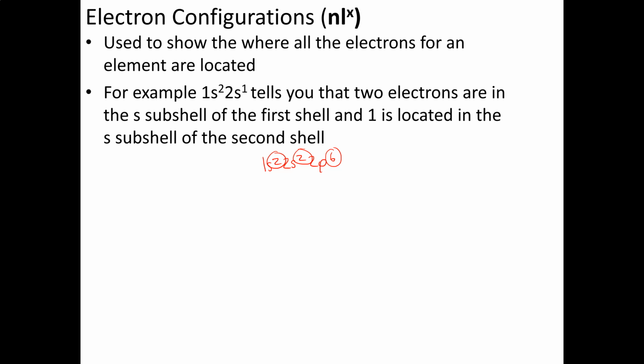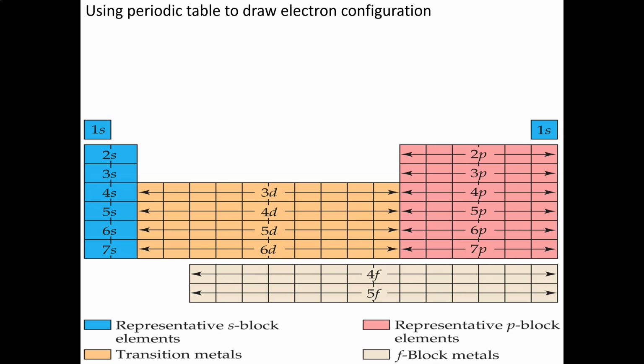All right, using the periodic table to draw electron configuration. So this is going to be your best friend for electron configuration. When you need to draw an electron configuration, you're going to have to use this. The way it works is we're going to fill it from left to right. So this is hydrogen. This is helium over here, right?